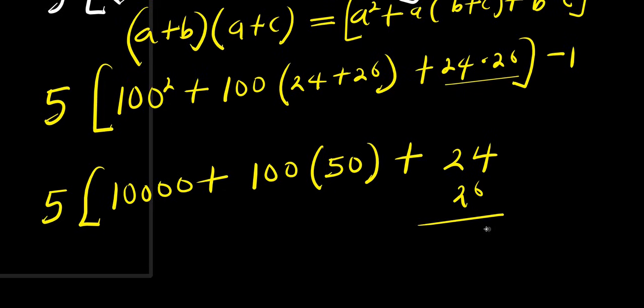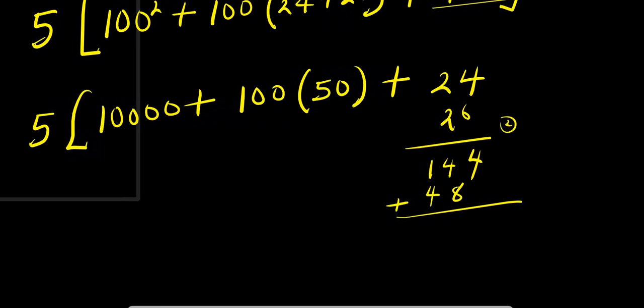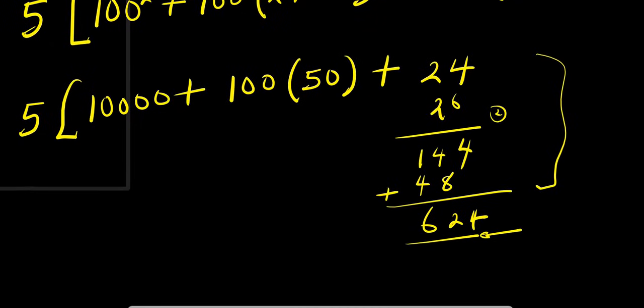We have 24 times 26. 6 times 4, 24. 4 carry over 2. 6 times 2, 12. 12 plus 2, we have 14. 2 times 4, 8. 2 times 2, 4. So we add up together. So this is 4. This is 12. This is 64. And this one here, we have minus 1.